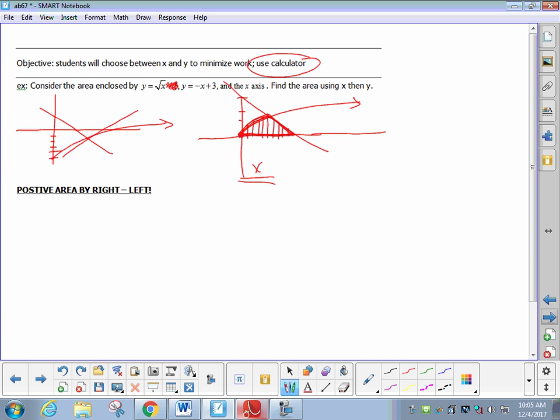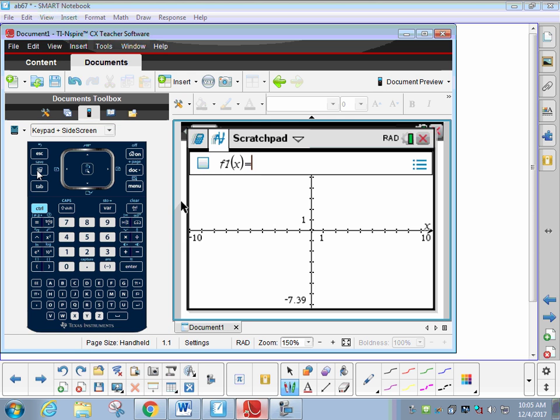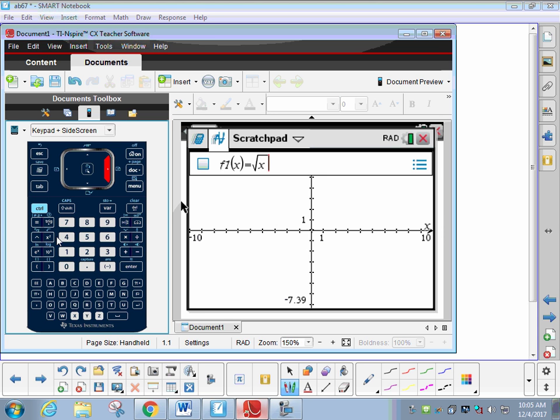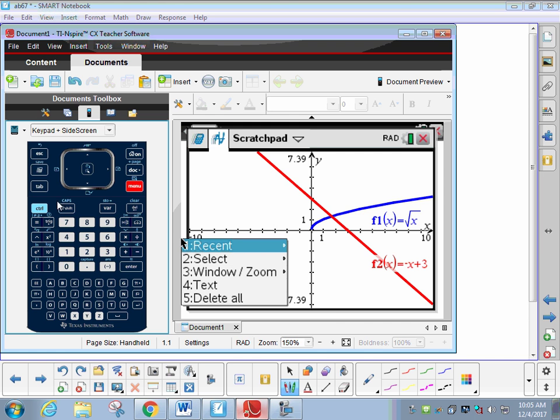What do you see as far as an x setup? Let's use our calculator. Get your calculator out. Let's start with the biggest question: one integral or two? It'll have to be two. Why is that? Square root of x and negative x plus 3. Okay then, what will I have to do? Find the intersection point.